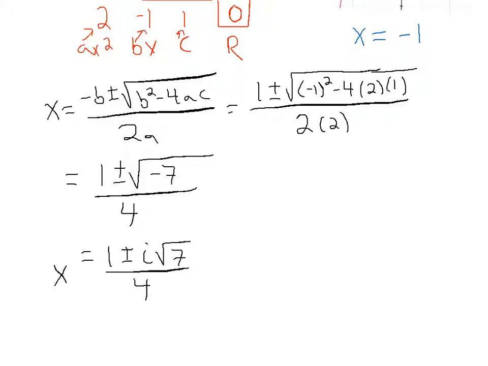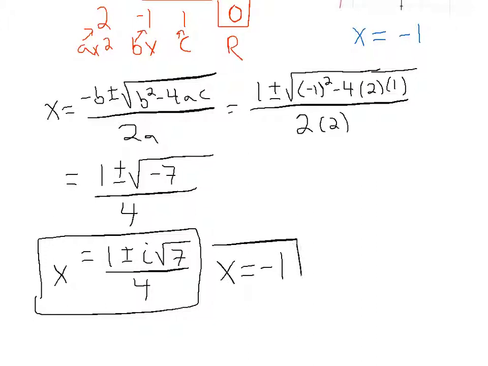If we look to see if we can reduce this, we're not going to be able to. So my two imaginary or complex roots are 1 plus or minus i square root of 7 divided by 4, and my one real rational root is x equals negative 1.